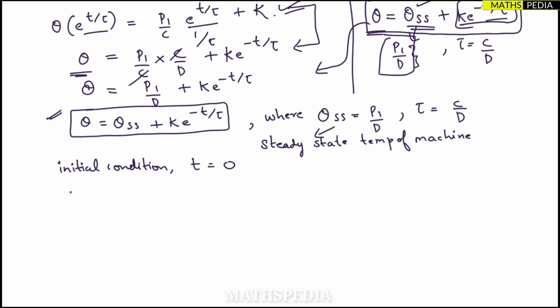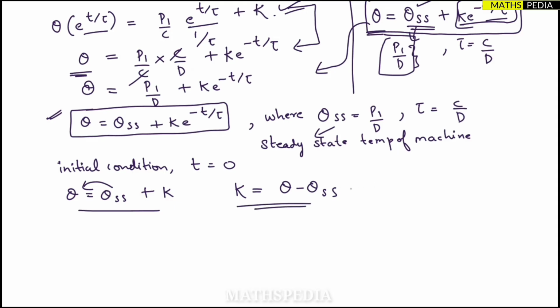What will happen when t equal to 0? Theta is equal to theta ss plus k e power, this will become 0, right? T is 0. So e power 0 means nothing but 1. So I can just remove this part. So this is what I got. K is equal to what will happen? Theta minus theta ss, right? Just bring this side. This thing I can name it as the fifth equation. This will be 6. This sixth equation I'll put it over here.